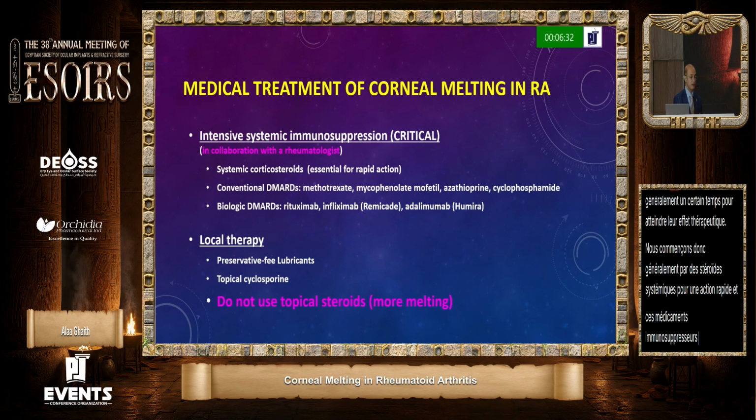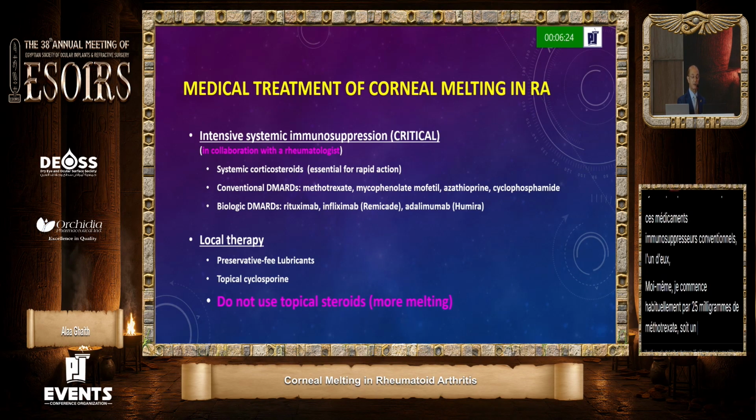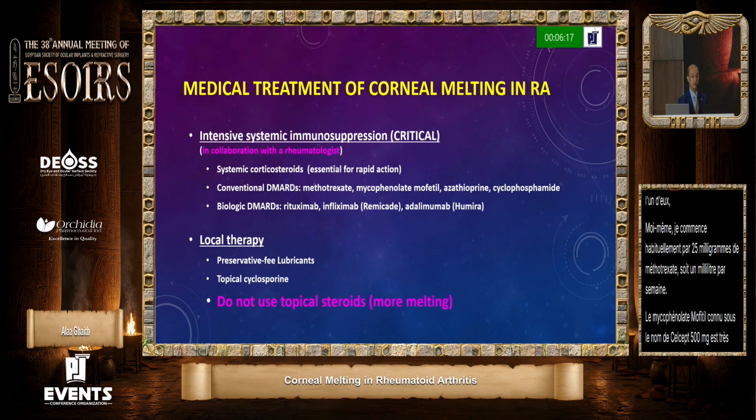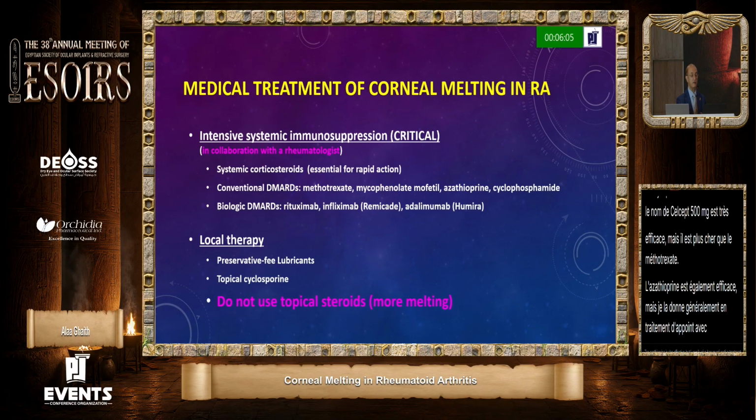Myself, I usually start with methotrexate 25 milligrams, which is 1 milliliter per week. Mycophenolate mofetil, known as CellCept, 500 milligrams, is very effective, but it is more expensive than methotrexate. Azathioprine is also effective, but I usually give it as an adjunctive treatment with CellCept or methotrexate. Cyclophosphamide is a relatively dangerous drug which should be given by the rheumatologist, not by us ophthalmologists.